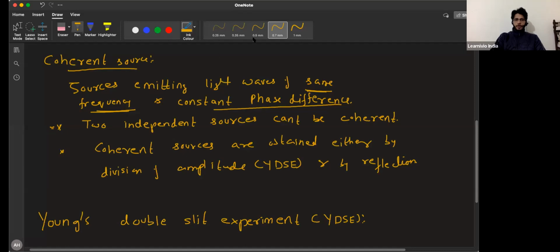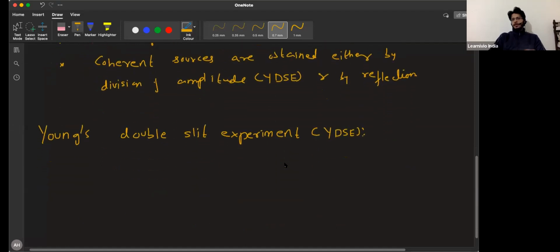Sure. Now, before starting the calculation of Young's double slit experiment, I'm showing you an animation just to have an idea of what we are trying to calculate. What is the physical phenomenon that we are trying to calculate? So this is a small animation. Where is the animation?